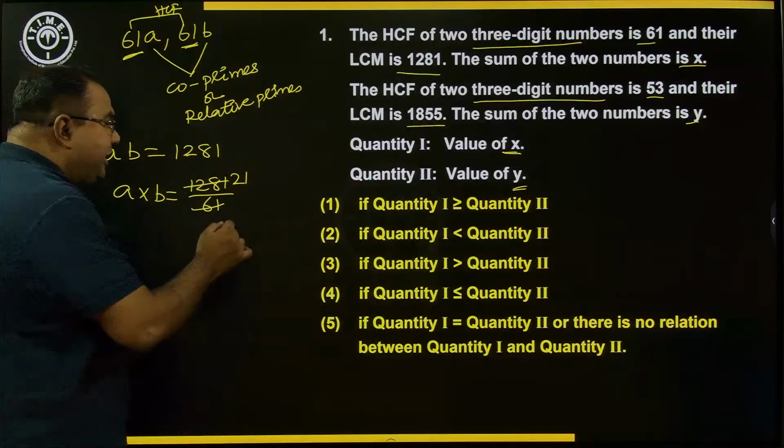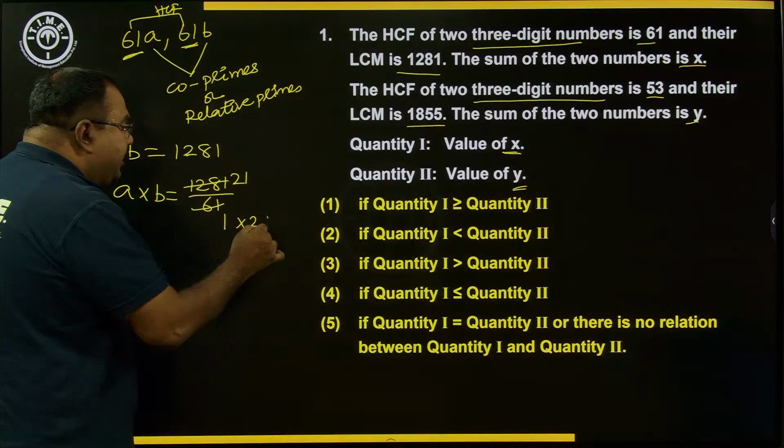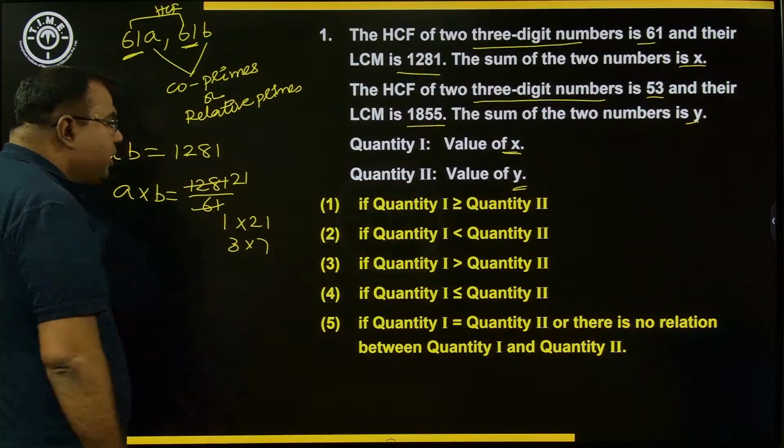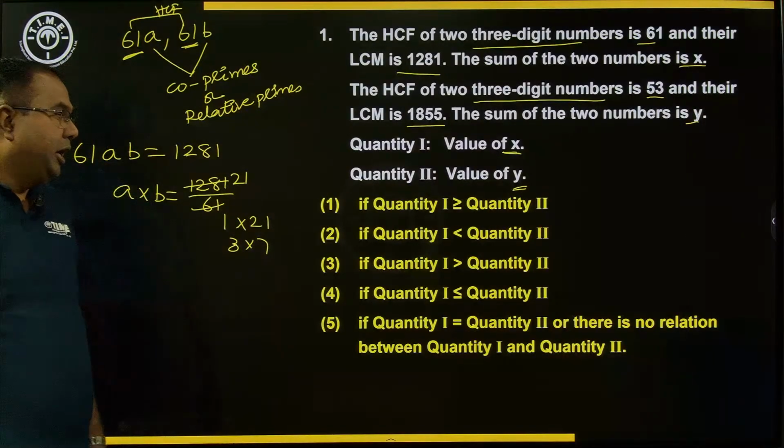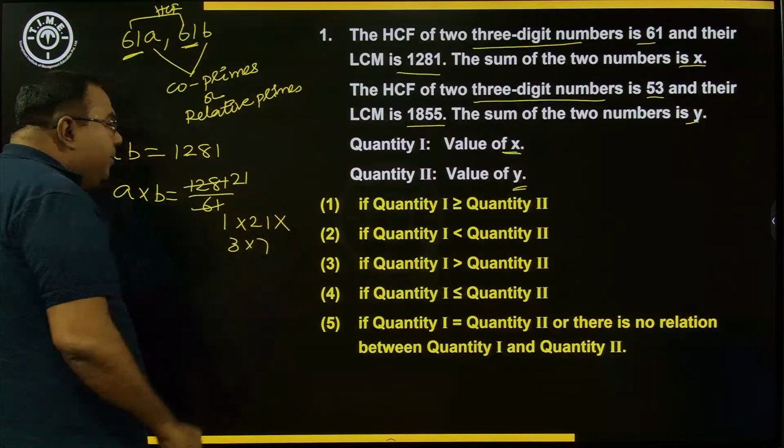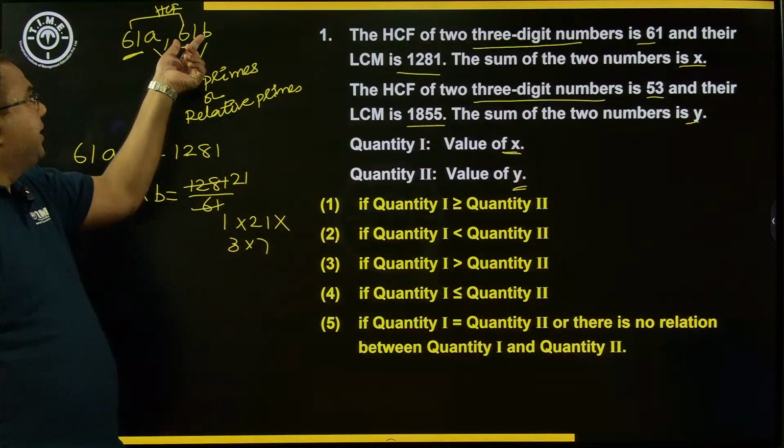So there are two possibilities here. 1 into 21. The second possibility is 3 into 7. 1 into 21, 3 into 7. Now, this is clearly ruled out because if I take 21, it is 61 into 21.